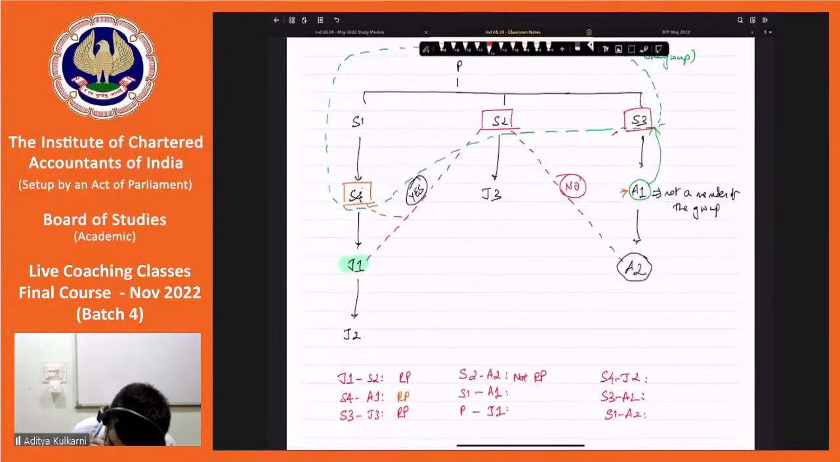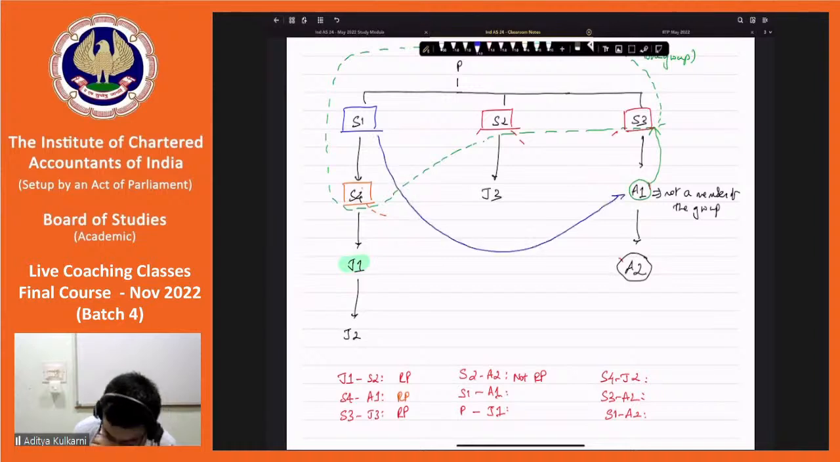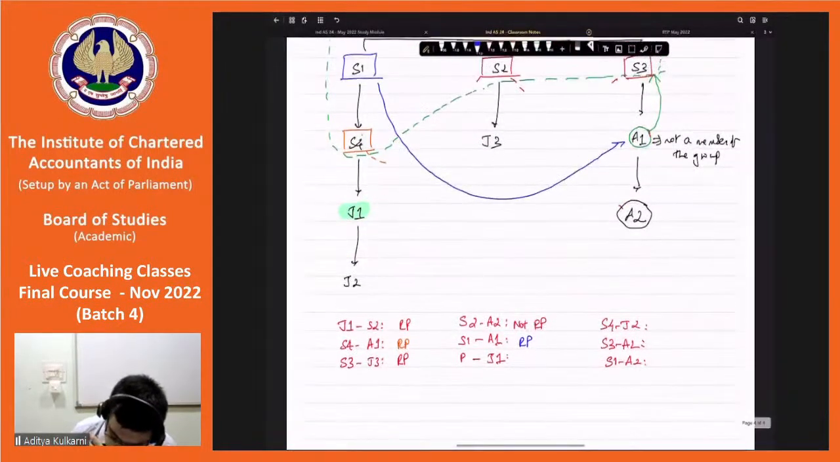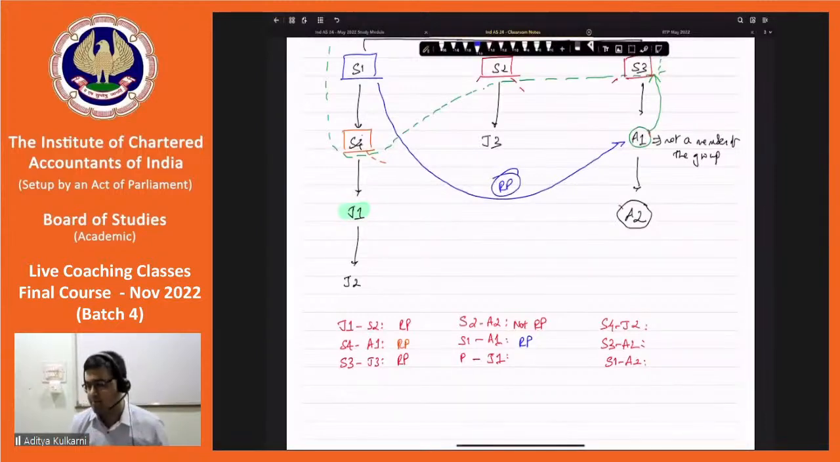S1, A1. Is A1 a member of, let me rub these lines now because I have to draw some more. ये तो हो गया एक group. Now you are preparing S1's financials. Is A1 related to S1? Associate of S3. S3 is a member of the group. So A1 is an associate of a member of the group and S1 is a member of the same group. And therefore S1 A1 becomes a related party. Okay.